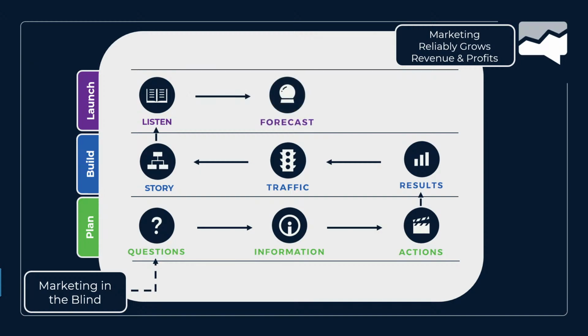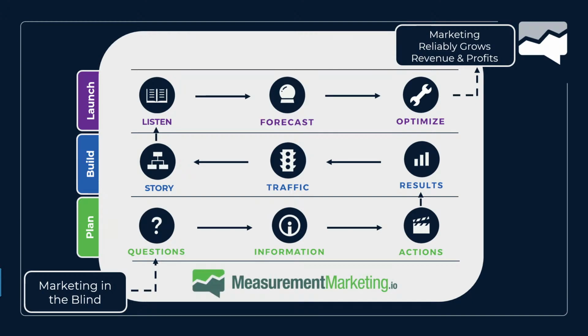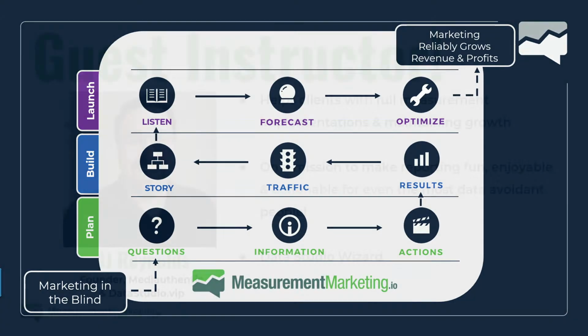Now, of course, once you've got that conversation, it's all about forecasting, making sure that we are forecasting based upon our recent past. And then finally, we measure against our forecast. That's how we know where to optimize. That is where we focus our resources so we can produce the growth in revenue and profits that we are looking for. So that is the measurement marketing framework in a nutshell.